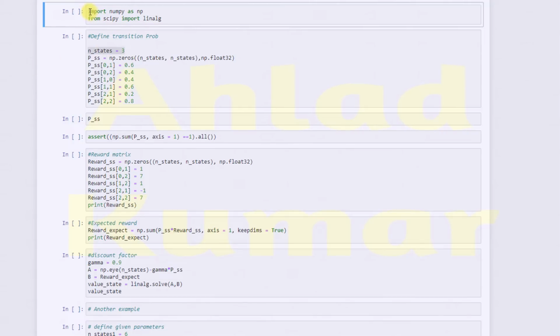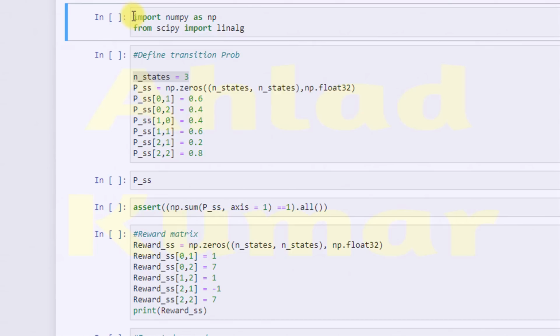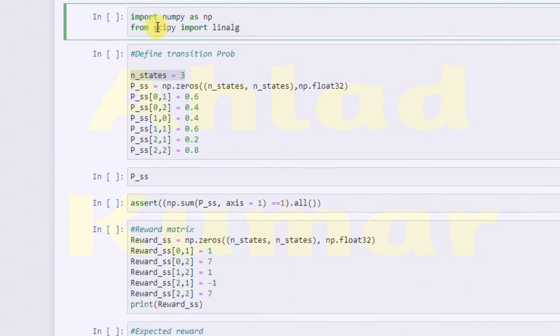So in the first cell, the commands that we have are basically the imports that we normally do. First one is import numpy as np, and the second one is that from the scipy library we are actually calling this function linalg. I will explain what's the importance of this in the later part of the code, but these are the two things that we are using to import. So let me run this.